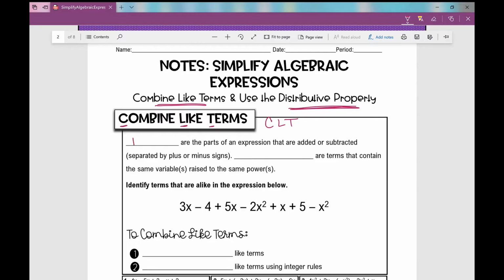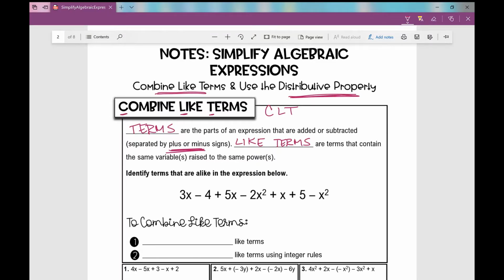So first off, terms are the parts of an expression that are added or subtracted. I like to say terms are separated by plus or minus signs. Like terms are terms that contain the same variables raised to the same powers. So let's identify the terms that are alike in the expression below.